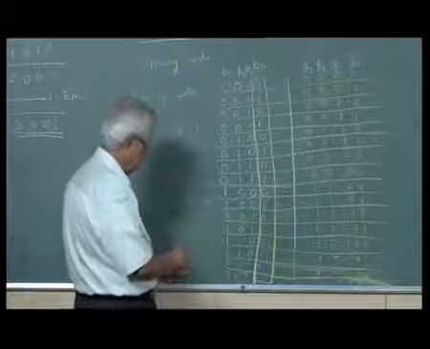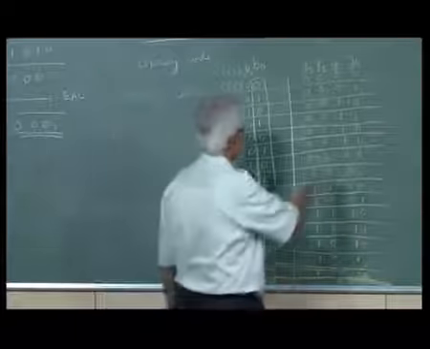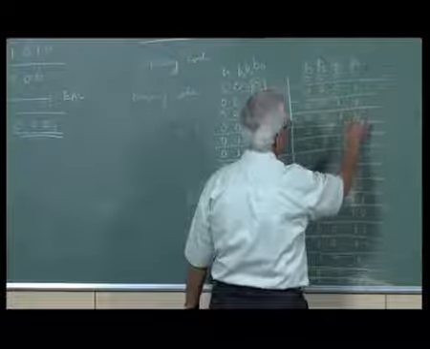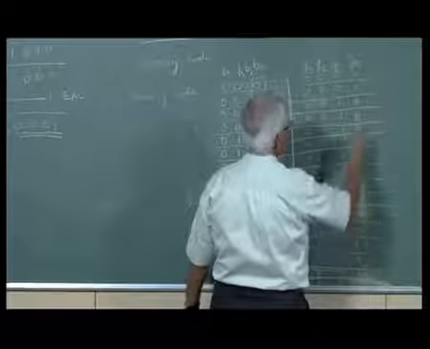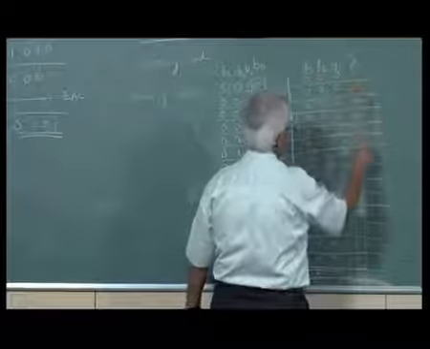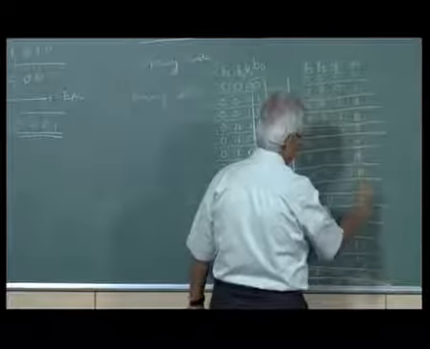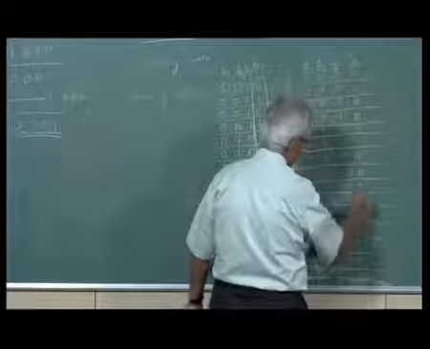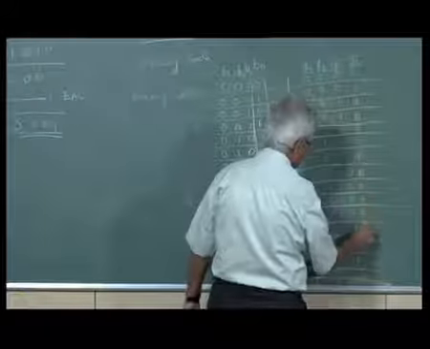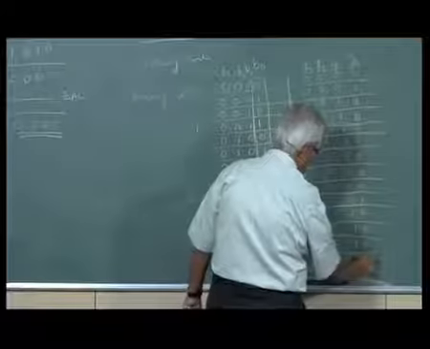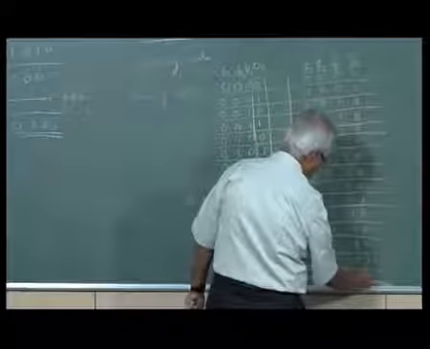Okay, I know what it is. I should have also changed this. 1, 1, 0. 0, 1, 1, 0. 0, 1, 1, 0. 1, 1, 0. 0, 1, 1, 0.